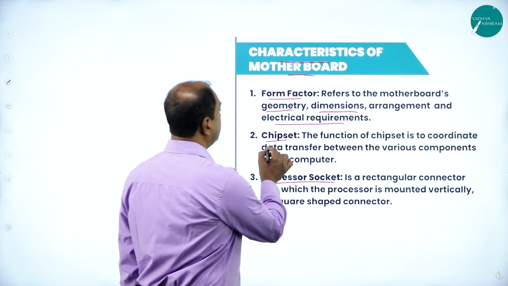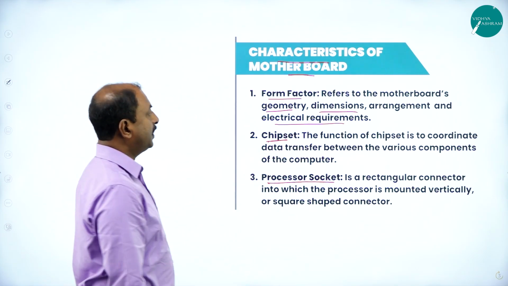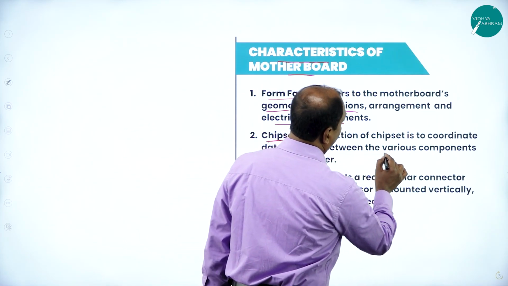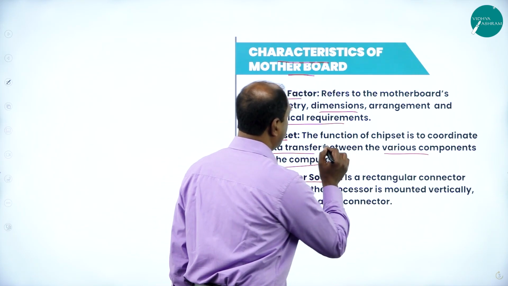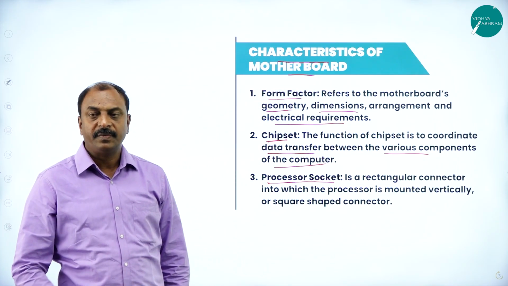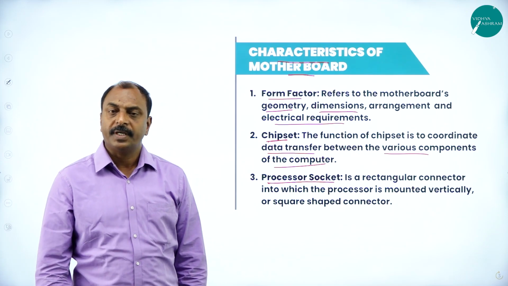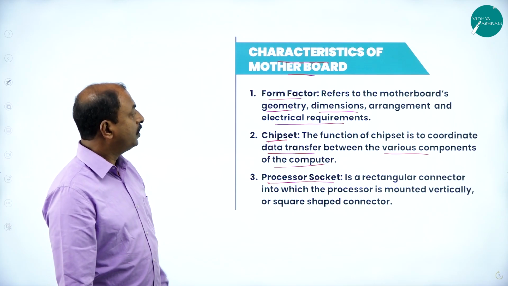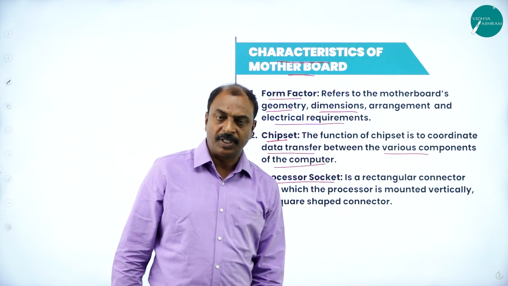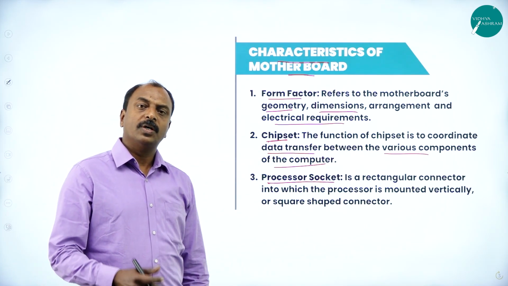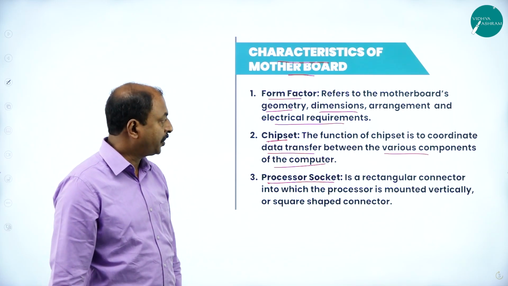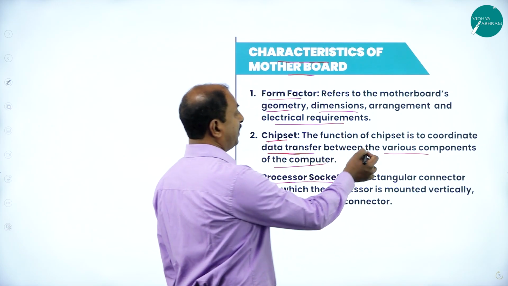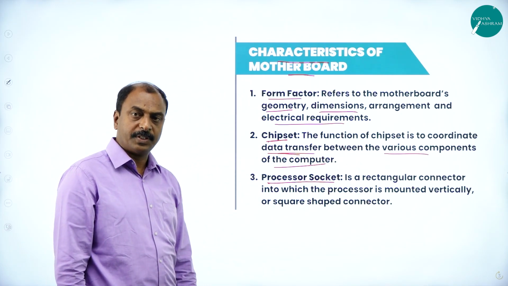And the next one is called the chipset. So what is this chipset? The function of the chipset is to coordinate data transfer between the various components on the computer. As we have just seen in the previous slide, on the motherboard we are going to have different electronic components. So a chipset is a group of chips. It is a combination of two or more chips or integrated circuits, and it is going to coordinate the data transfer between various components on the motherboard.